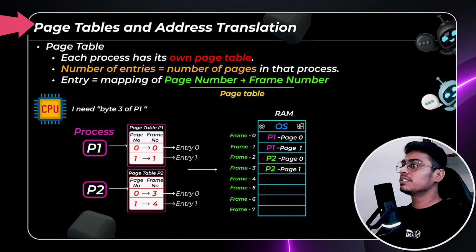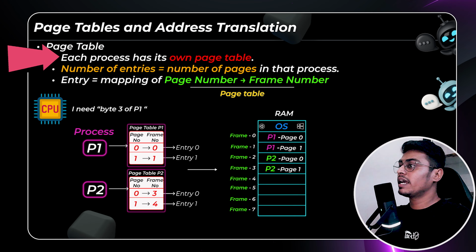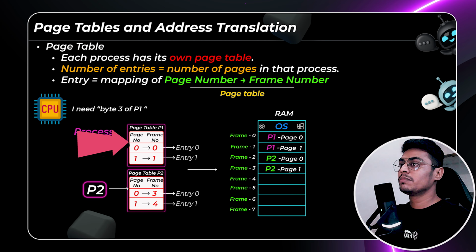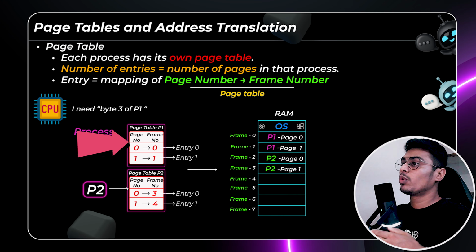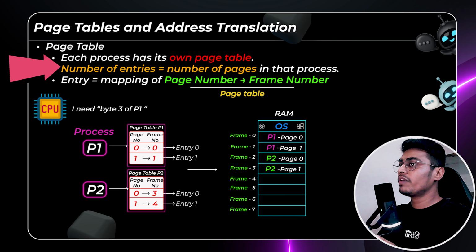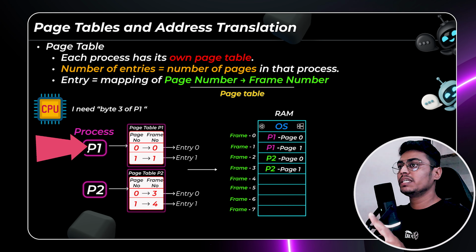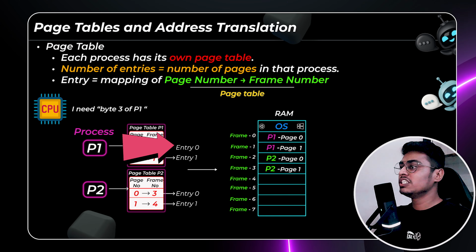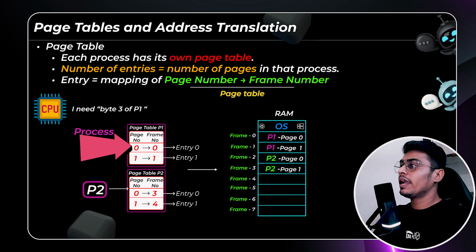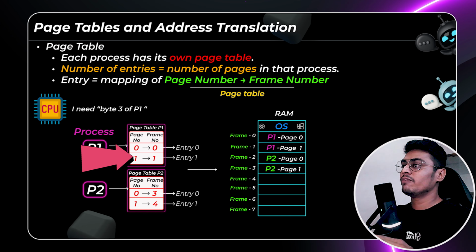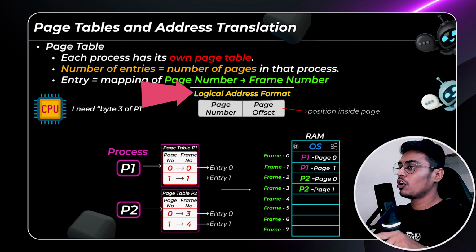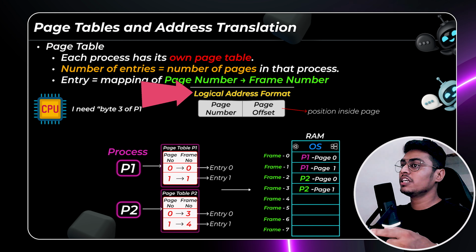Now, page tables and address translation. Every process has its own page table. The page table acts like a directory that tells us where each page of a process is located in physical memory. The number of entries in a page table equals the number of pages in the process. Now, let's continue with our example. P1 has 2 pages, so its page table will have 2 entries. Entry 0: page 0 is in frame 0. Entry 1: page 1 is in frame 1. So when the CPU generates a logical address, this address is structured in a specific way.